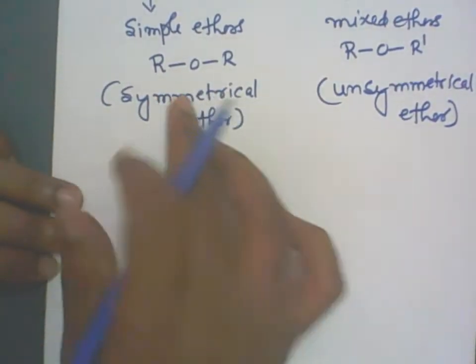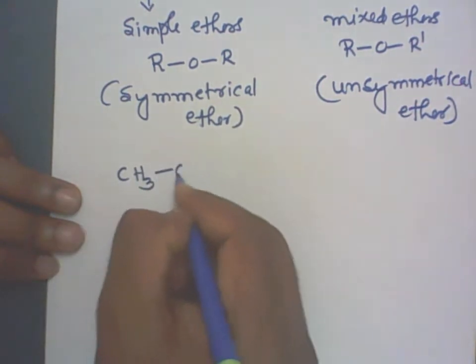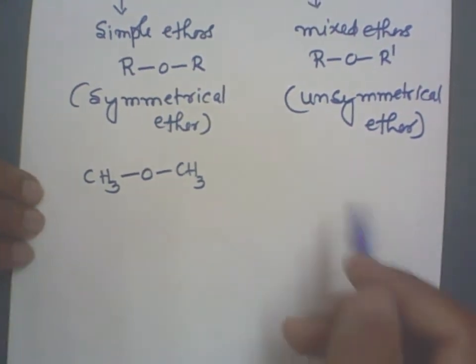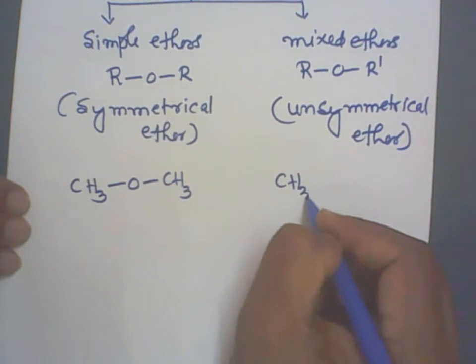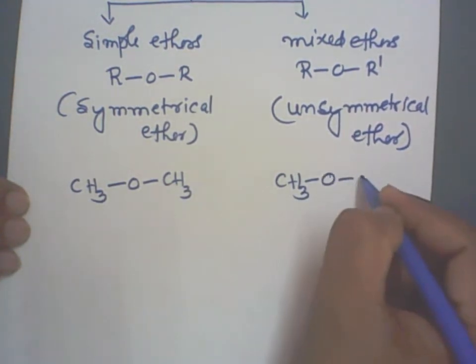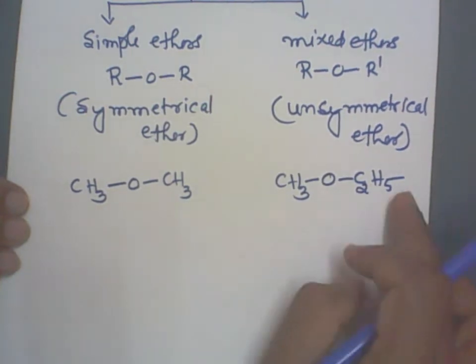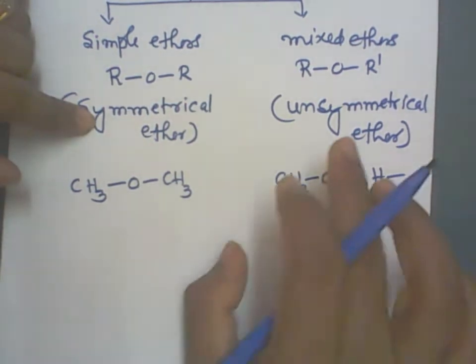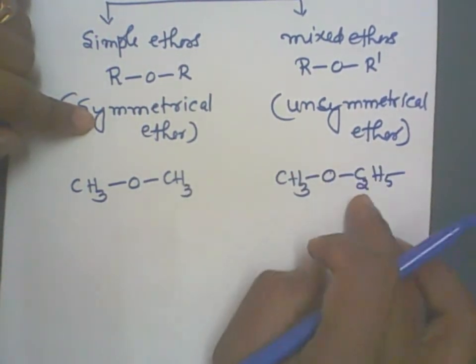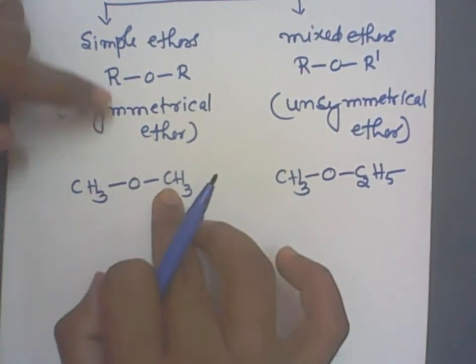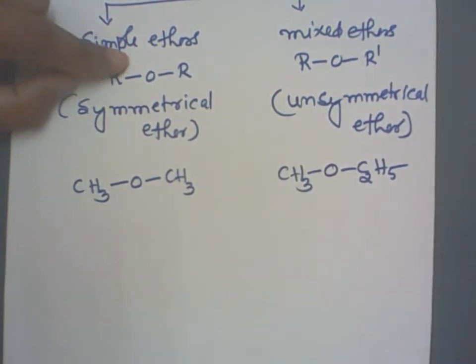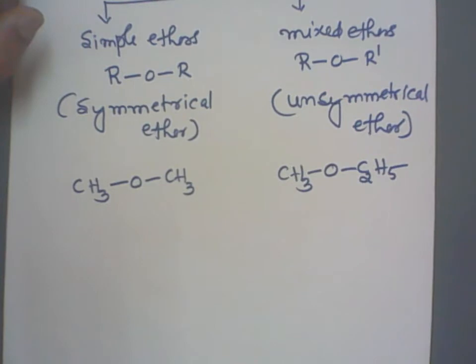Let me give examples. Let me take a simple example, CH3OCH3. Both the groups are the same. Now, let me change the groups. One let it be OCH3, and the other let it be C2H5, an ethyl group with two carbon atoms. So we have two types of ether: symmetrical and unsymmetrical. When the groups are different, unsymmetrical; when the groups are the same, symmetrical, or simple ether. Mixed ether, groups are different. Now let us move on to the IUPAC nomenclature and the common names.